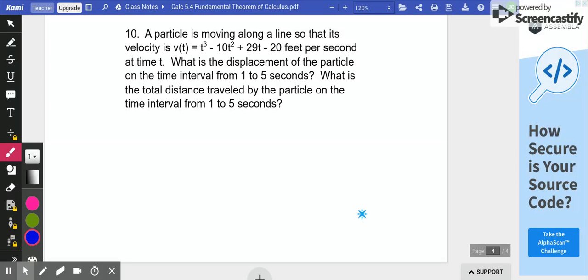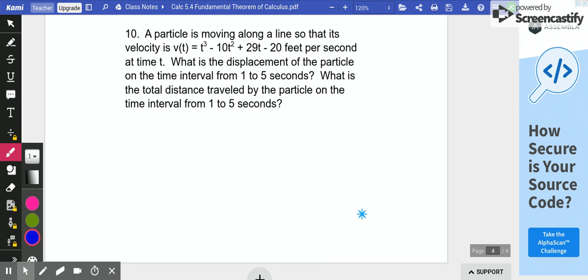All right, in example number 10, we have a particle that's moving along a line so that its velocity is given by this function. So its velocity is changing quite a bit with respect to time. We want to know the displacement of the particle on the time interval from 1 to 5 seconds and the total distance traveled by the particle.